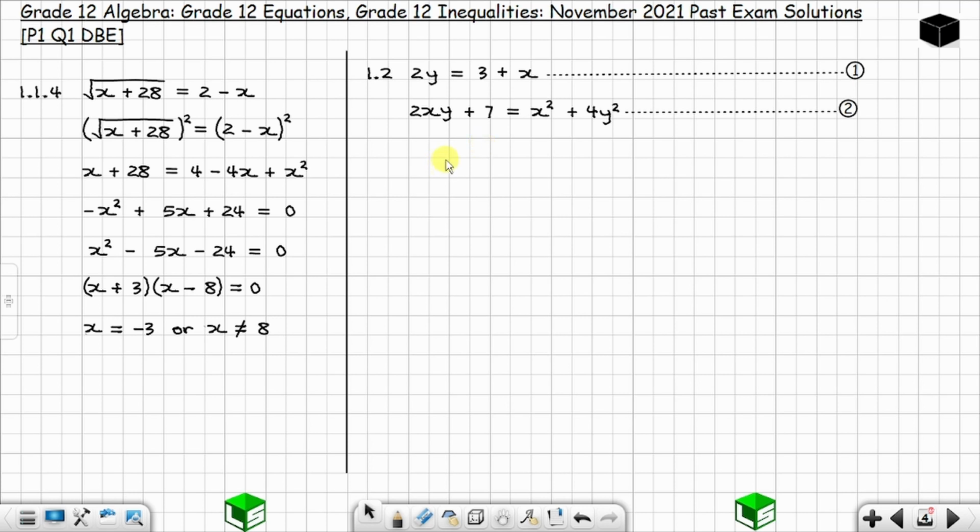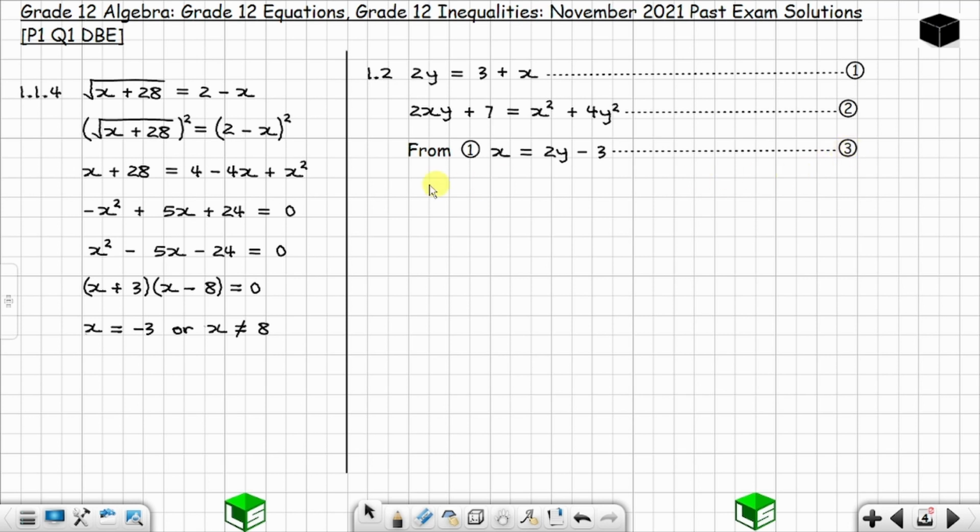Now from here what you have to do is to make x or y the subject of the formula. You can use equation number 1 or equation number 2. From equation number 1, this is simple. You can say x is equal to 2y minus 3, when you take the 3 to the left. And this becomes our third equation.